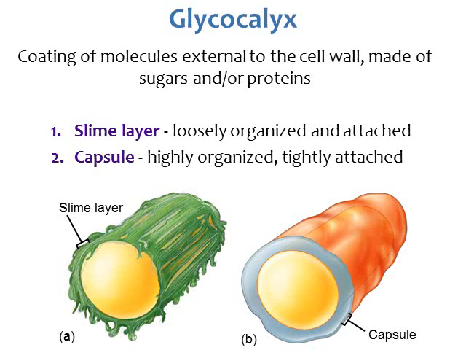The glycocalyx is a coating of molecules that's external to the cell wall, and it's made up of sugars and/or proteins. If the glycocalyx contains a lot of sugars, this forms more of a slime layer. So it's really loosely organized and attached together. It's usually sticky because it's made up of sugar. If your glycocalyx is more made up of proteins, it's usually a little harder. It's called a capsule. It's very highly organized. The molecules are tightly attached to each other, and it forms more of a hard layer. So you can have different types of glycocalyx, the sticky slime layer or the harder capsule.